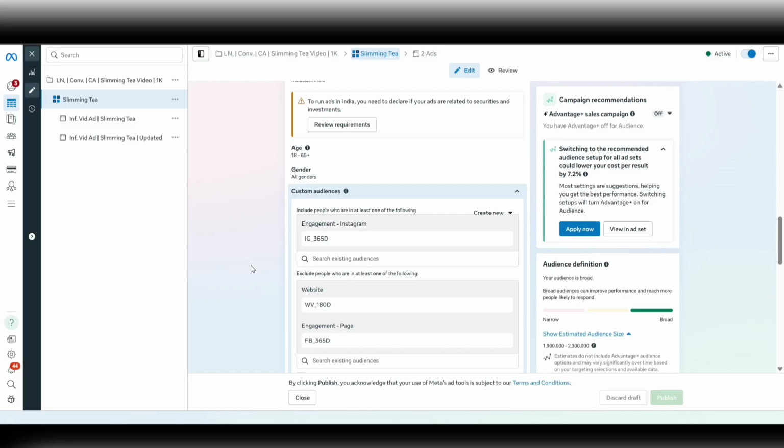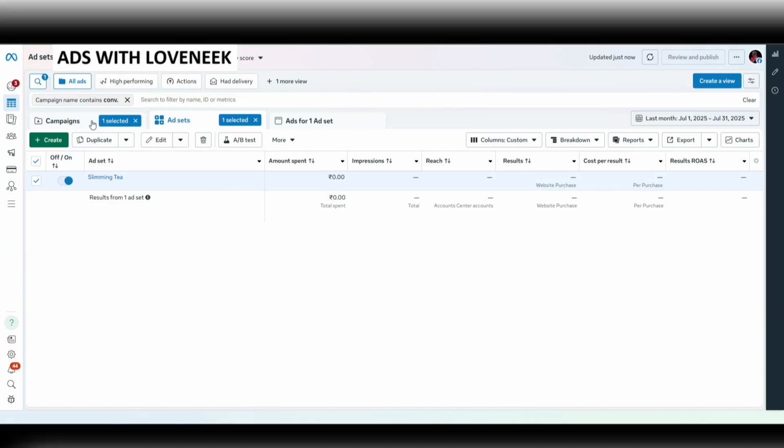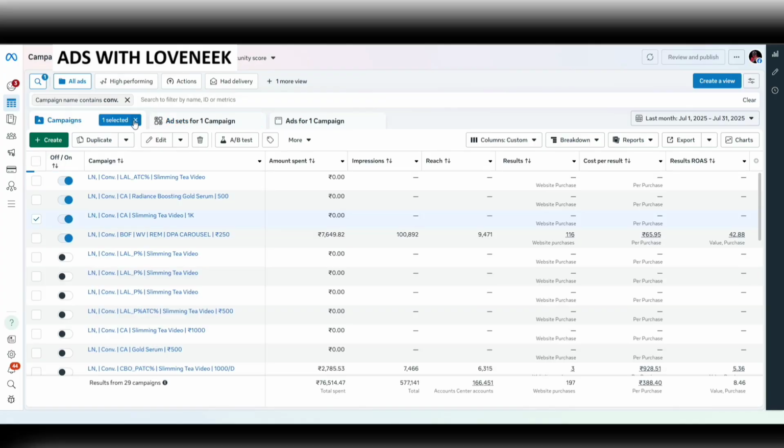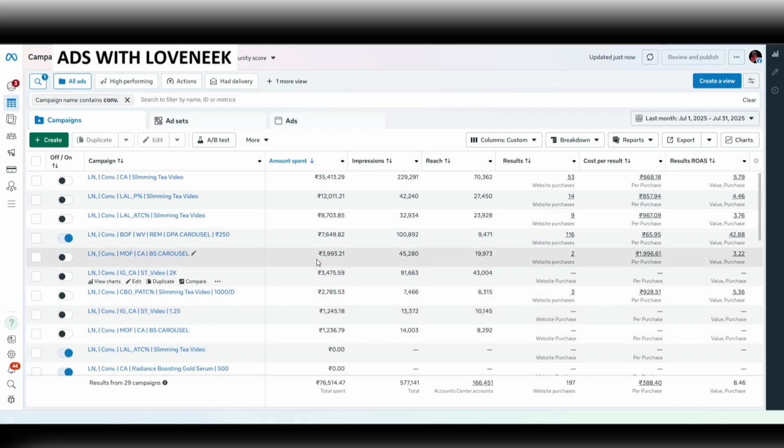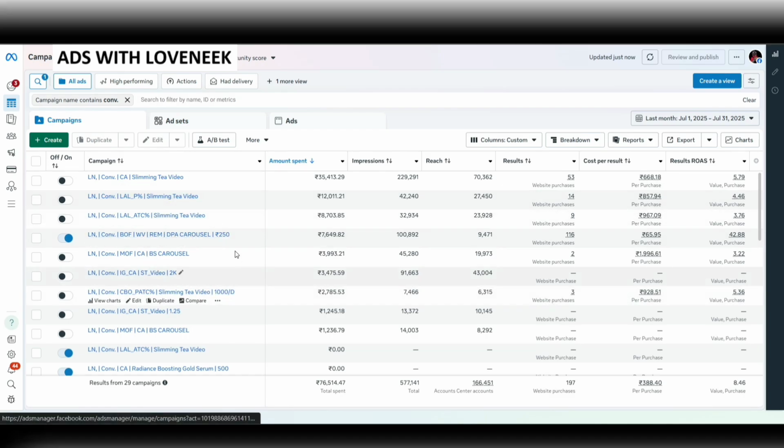The winning product wasn't even from the skincare category. It was a slimming tea they were selling. Now, if you can see in this campaign also, I have created two ads, and both of them are of slimming tea. So now I will just show you the last month campaigns which I ran for this brand. I will just sort it down by the amount spent. Okay, so these are the conversion campaigns I ran for the last month, and if you see, the majority of them have slimming tea mentioned at the campaign level.